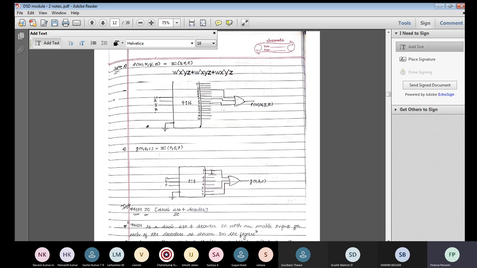Okay, so now what they have told is 0, 5, 7. Here directly you'll be getting, this is nothing but A bar, B bar, C bar. Here 5 means it is 1, 0, 1, that is A, B bar, C. Here it is 7, that is A, B, C. Directly you're getting, so no bubble at the input side. So I'll be using an OR gate directly here, and I'll get G of ABC. Understood? Any doubts? Anybody who has not understood any problem?